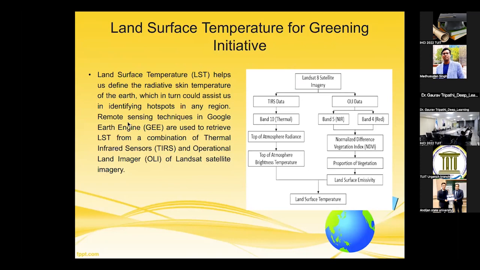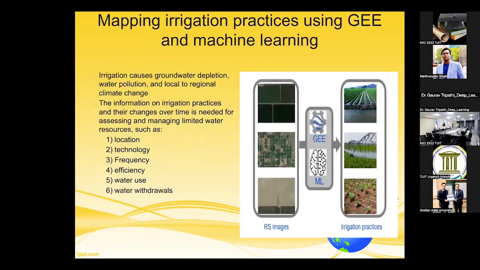Remote sensing techniques in Google Earth Engine are used to retrieve LST, which is land surface temperature, from a combination of thermal infrared sensors and the Operational Land Imager of Landsat satellite images. Now, if we can focus on everything here, it can give us the global warming initiatives all over the globe.